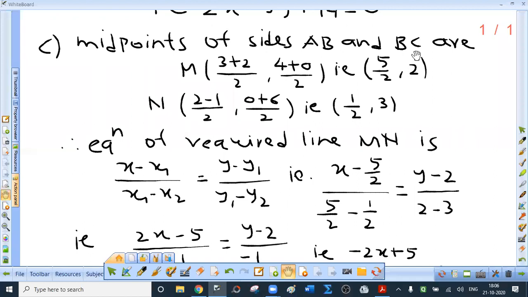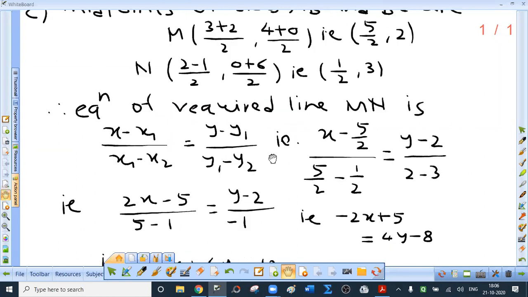Now in part C, we are asked to find the equation of the line containing the midpoints of sides AB and BC. Use the midpoint formula to get the midpoints of sides AB and BC. I have denoted them by M and N. So in short, we are asked to find the equation of line MN. I have used the two point form.